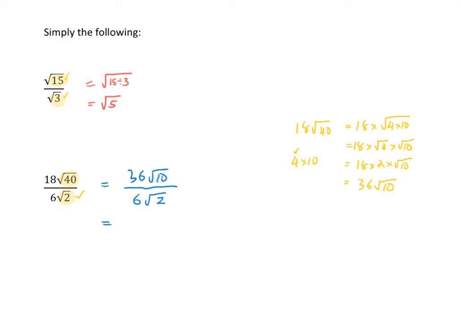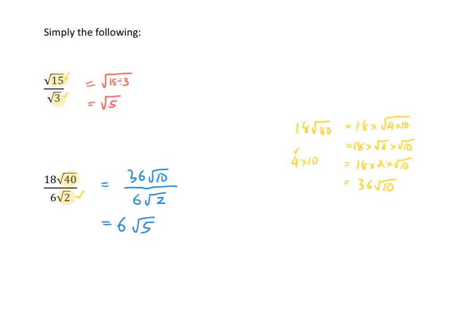So moving on to my second step, looking at the numbers inside of my square roots and dividing them. So that is going to be 10 divided by 2, which is equal to 5. And then looking at my numbers outside, 36 divided by 6 is equal to 6. So my simplified answer to 18 times the square root of 40 divided by 6 times the square root of 2 is equal to 6 times the square root of 5.